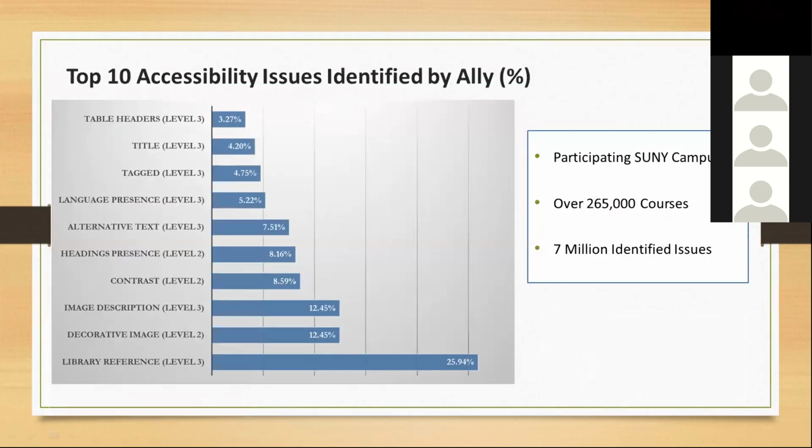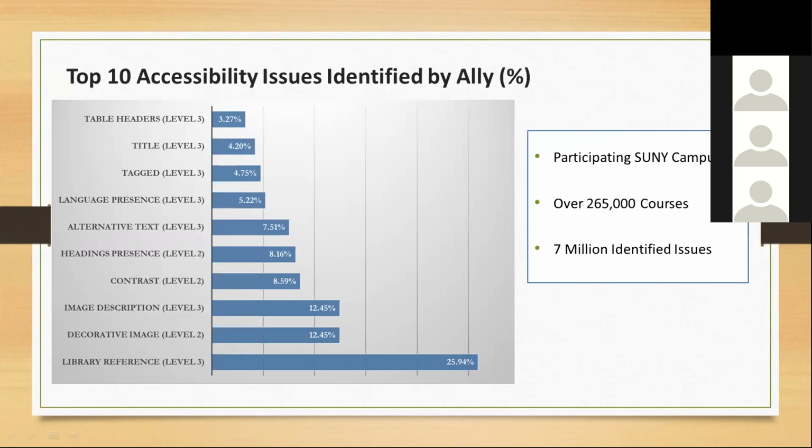Okay, let's take a peek at the top 10 issues identified by Ally for a few of the SUNY campuses. This chart is showing us that the top issue identified is recommended to add a library reference and considered a level 3 issue, meaning that it's just a minor issue that has most likely been identified as a scanned item attached in Blackboard. Ally will advise that a library reference accompany the scanned item to direct students to a document that can be accessed with a document reader.